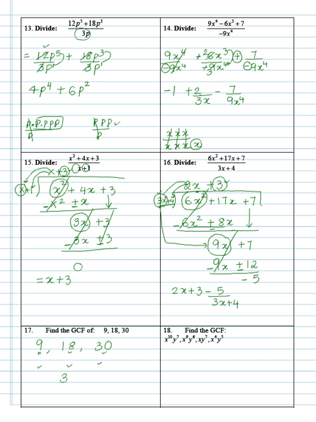Or you can simply write down all your factors as a prime factorization and then pull out your greatest common factor.